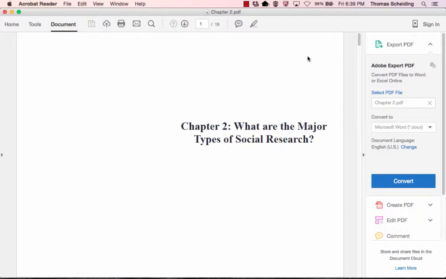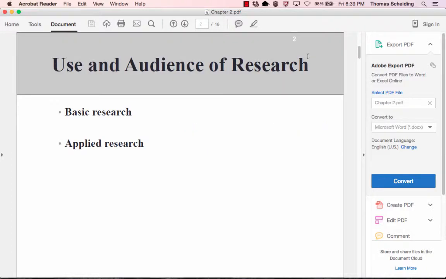But then we can also think of it as distinctions between experimental versus non-experimental social research, or case study based social research versus cross-case based social research. And so those are the themes that we're going to explore in this chapter: what are the major distinctions or types of social research that is done.